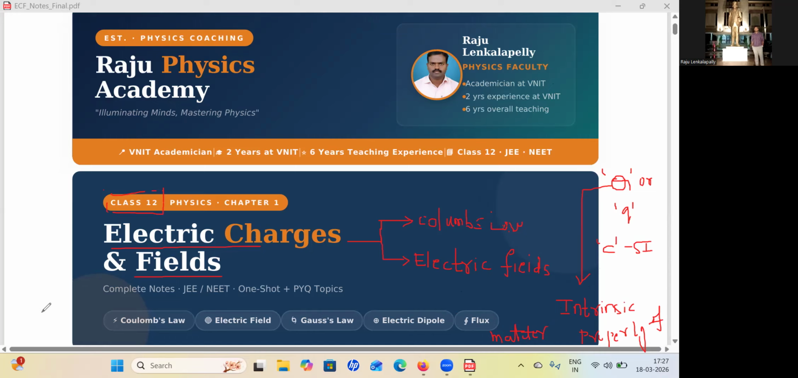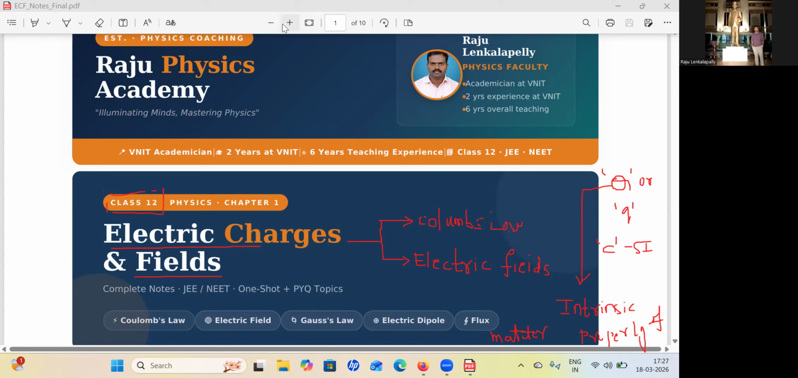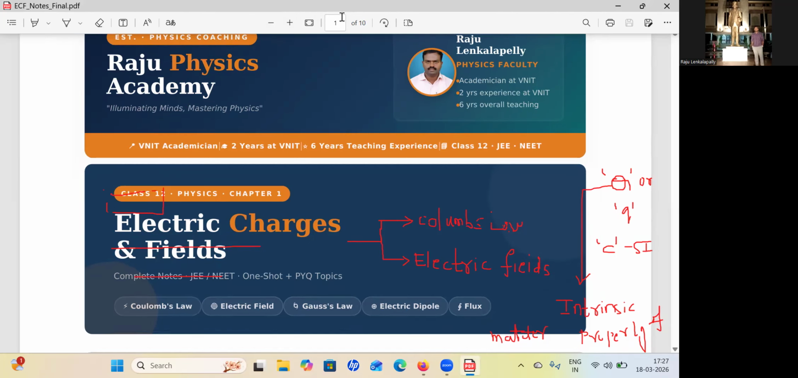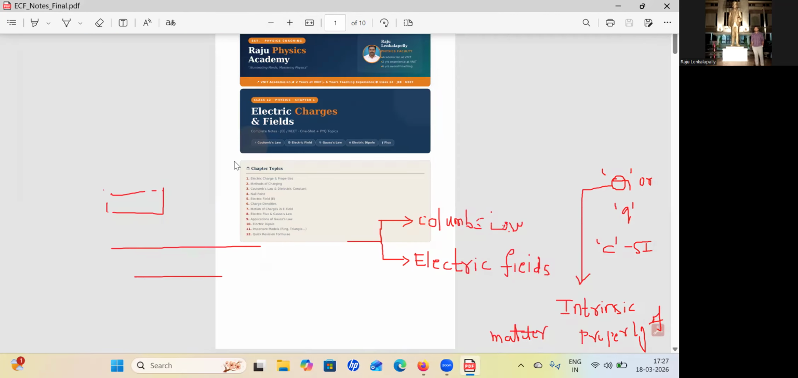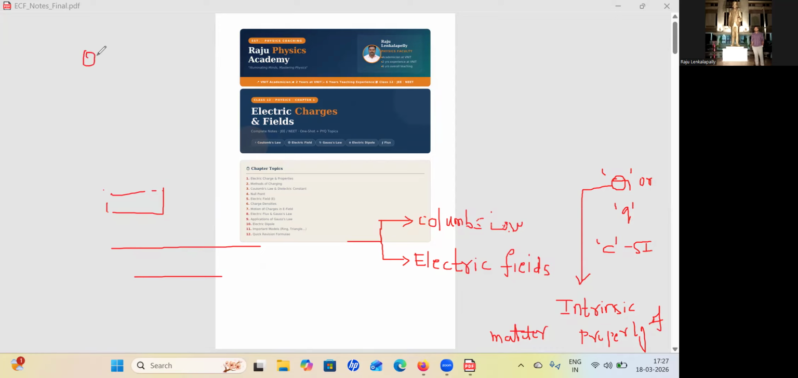Do you know what the charges are? Basically, two types of charges are there: positive charges and negative charges. So how are they formed?